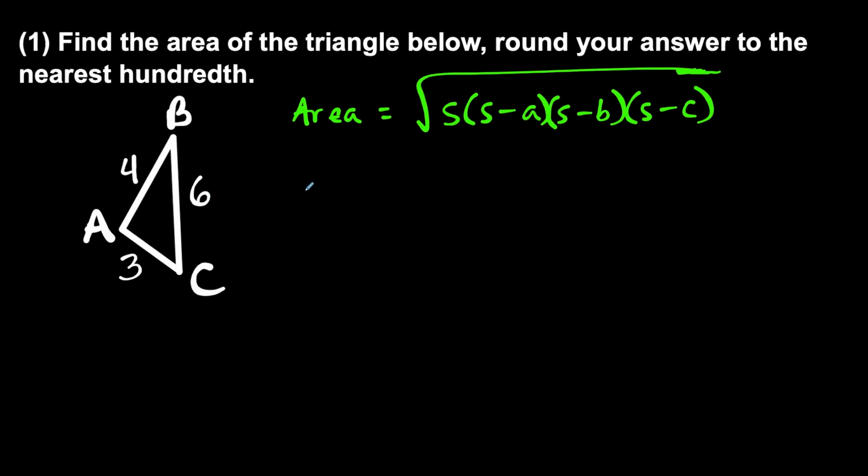So what you could do is just define all the terms. We could say here that side A is equal to 6, because side A over here is 6 units long. B is going to be equal to 3, because opposite of vertex B, this side is 3 units long. And then C is going to be equal to 4.